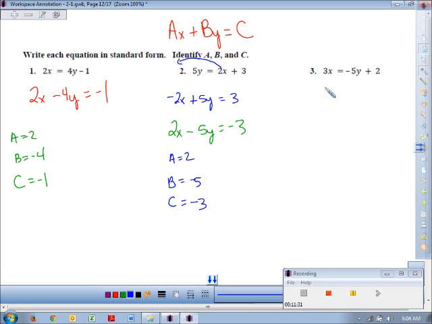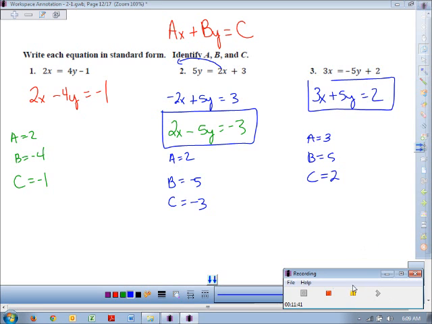Why don't you pause the video and try number 3. Put that in standard form and identify A, B, and C. And you should always box your final answer, or circle your final answer so we know which one we got. But 3x plus 5y equals 2. All we had to do is add that over, and we're good to go.